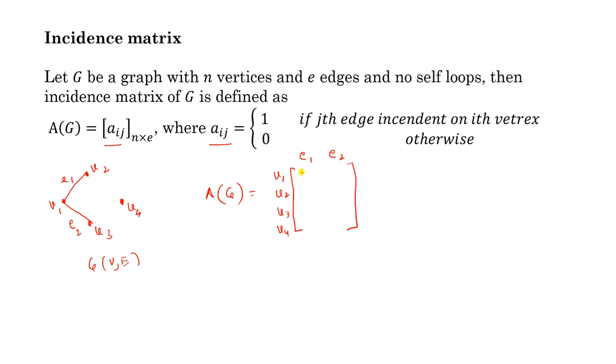Now to fill these entries, go to the definition. If the jth edge is incident on the ith vertex, then it is 1, otherwise 0. It means look at E1. E1 is incident on V1 and V2. So E1 is incident on V1, it means this entry is 1. E1 is incident on V2, so this entry will be 1. Similarly, E2 is incident on V1 and V3, so these two entries will be 1. All other entries will be 0. For V4, there is no edge which is incident on V4, therefore this is 0. So this is the incidence matrix of the graph G(V, E).